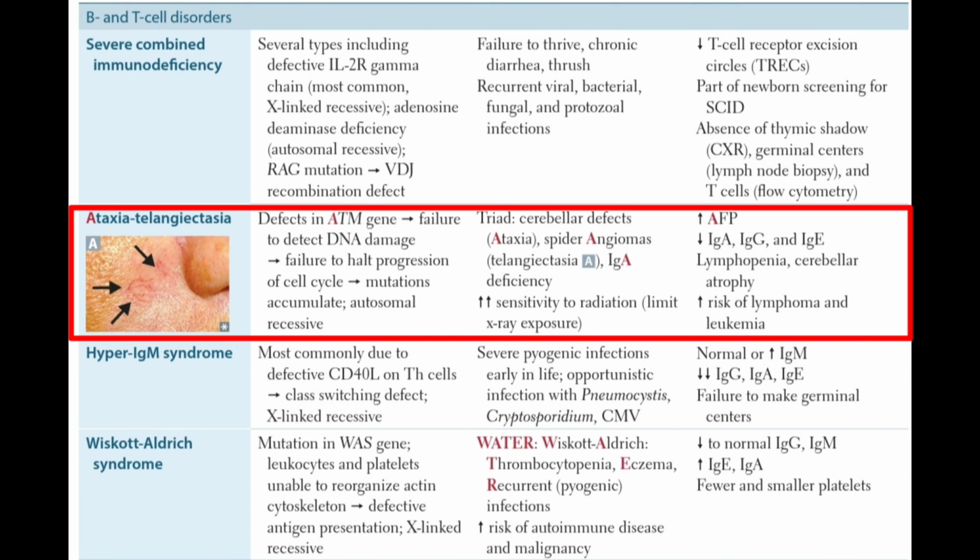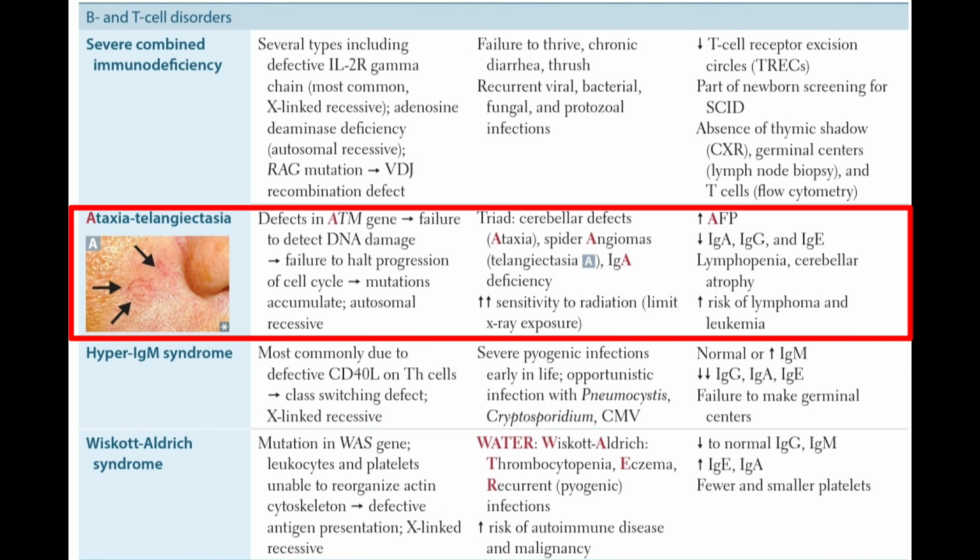The main presentation of Ataxia telangiectasia is cerebellar defect and spider angioma. This spider angioma you can see in this figure. This is also known as telangiectasia. There is IgA deficiency, and there is also increased sensitivity to radiation. So we should limit the X-ray exposure to the patient with Ataxia telangiectasia.